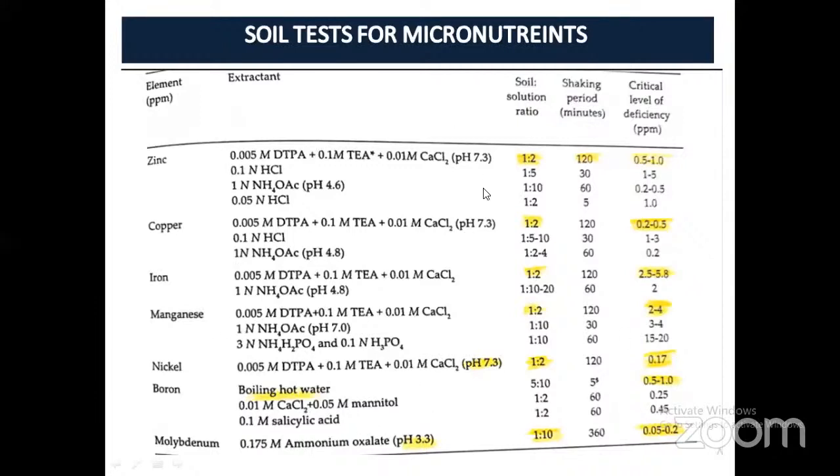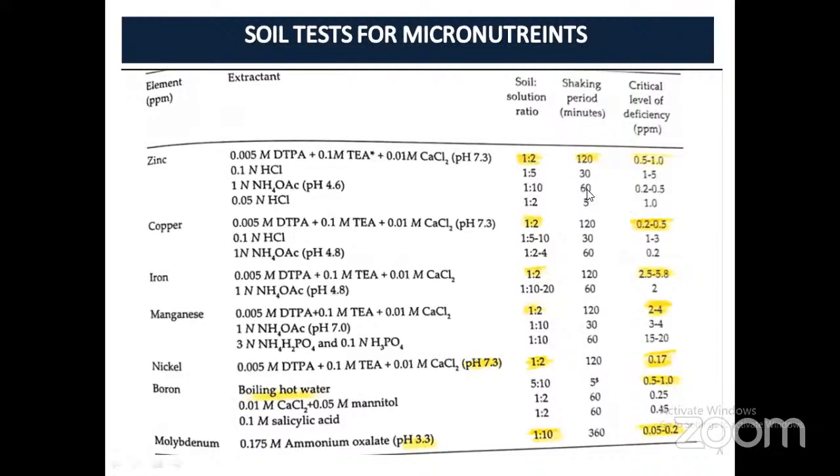What is important that I want to tell you in this is, for DTPA, you remember that the soil solution ratio is 1:2. Whichever micronutrient you take, whether zinc, copper, iron, manganese, nickel, the soil solution ratio is 1:2. I have highlighted it also. And it is shaken for 2 hours. DTPA को तो कम से कम हमें पूरा मेथड ध्यान रखना है. 2 hours shaking, soil solution ratio 1:2, pH is 7.3, different chemical reagents we have seen, and temperature is 25 degrees Celsius.